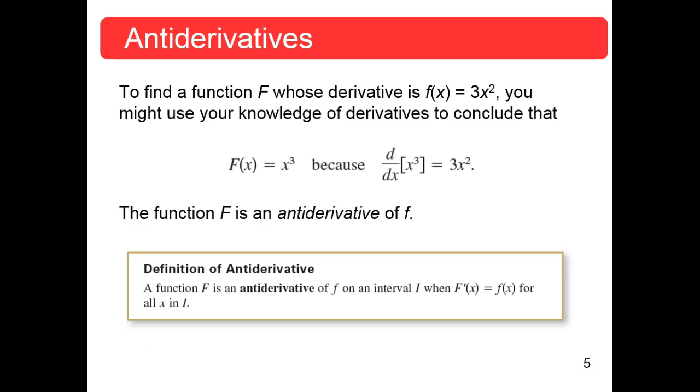So the function capital F is the antiderivative of f. Guess what? That's what integration is. Taking antiderivatives, finding those antiderivatives. So the definition of an antiderivative: the function capital F is an antiderivative of f on some interval I when capital F prime of x is equal to little f of x for all the x's in that interval I. Now that kind of looks like a 1, but that is an I there. In the book, it's much clearer.